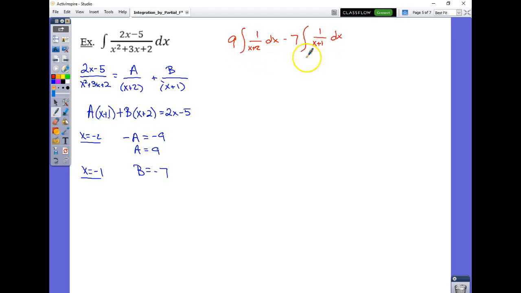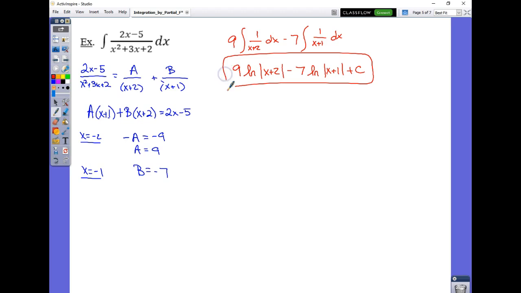These are both u substitutions. They're u substitutions, and I'm making that abundantly clear because while they don't do anything interesting in this problem, the u subs will eventually become useful. This becomes 9 natural log of x plus 2 minus 7 natural log of x plus 1 plus c, and we're done.